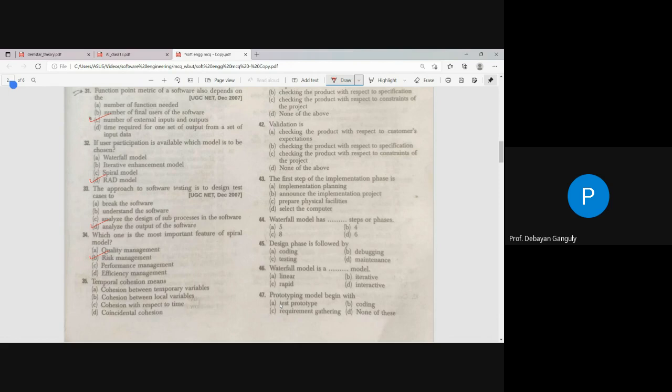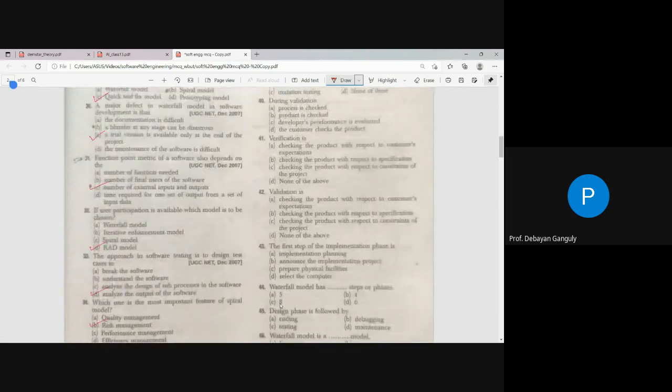Temporal, that means time, right? So you can say temporal locality. You heard the name in cache memory. That is the same as that. Temporal means time. That means that is cohesion with respect to time.